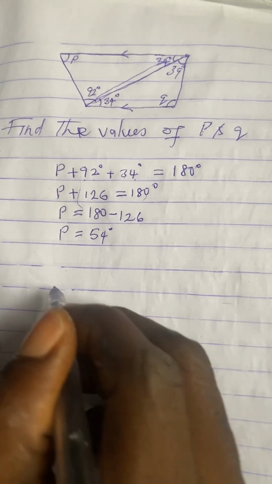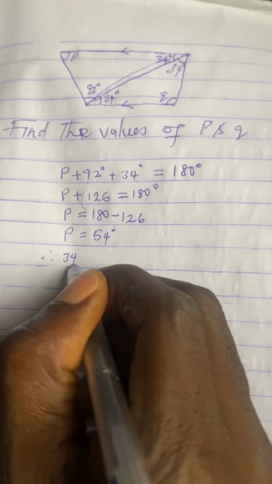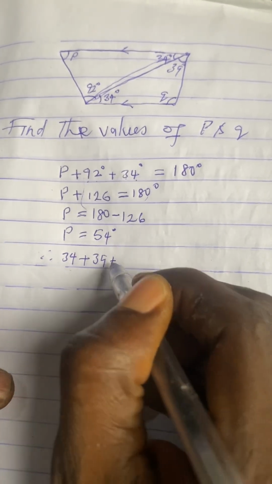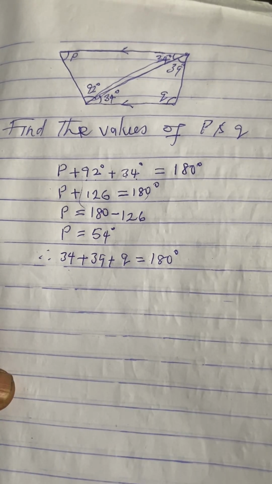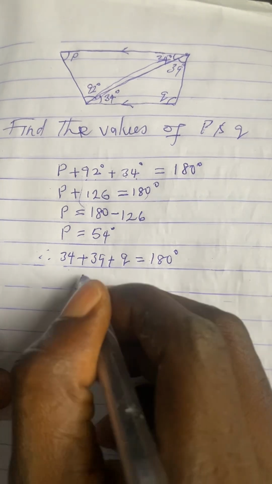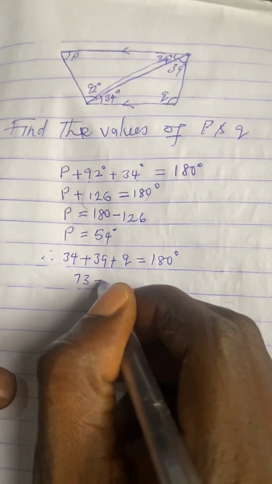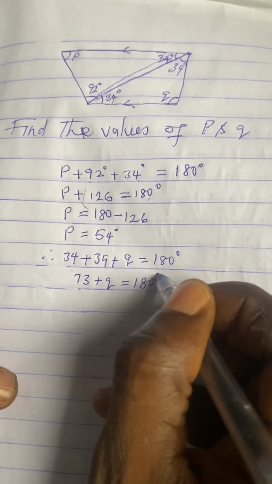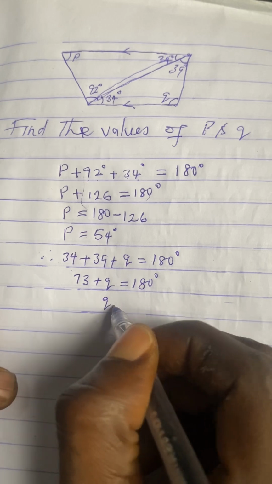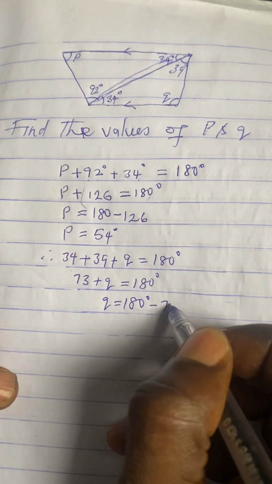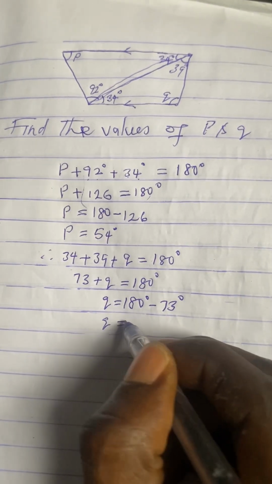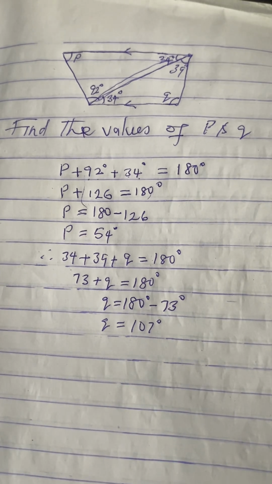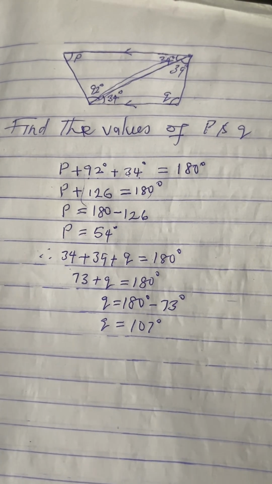So here, therefore our 34 plus 39 plus Q also gives us 180 degrees. And if we add 34 and 39 together, we get 73 plus Q equals 180 degrees. We can collect like terms. Q equals 180 minus 73 degrees, and 180 minus 73 degrees is 107 degrees. That is our Q. Our Q is 107 degrees. That's our final answer.